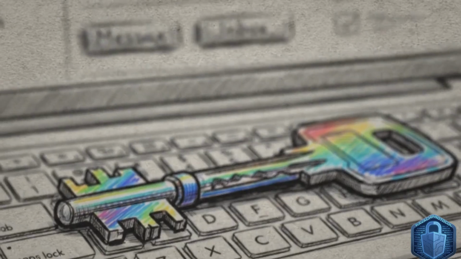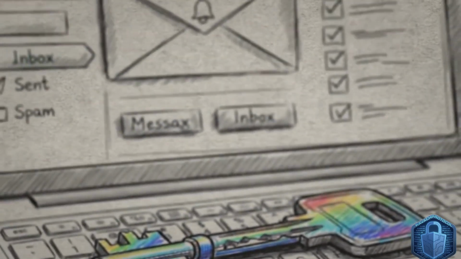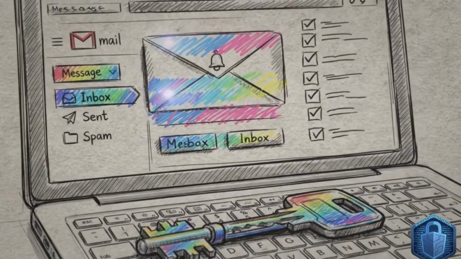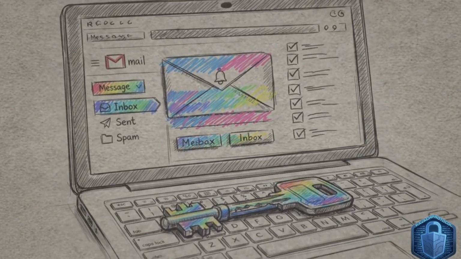Real security is a continuous process of removing the data you no longer need before someone else finds a way to use it.